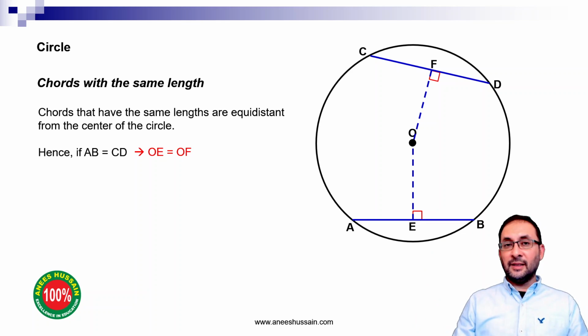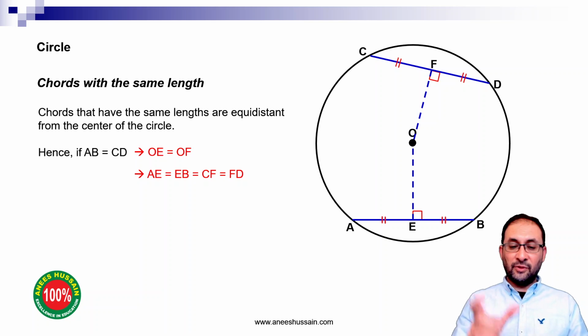Also remember that the perpendicular acts as the bisector of the chord. What that means is that AE should be equal to EB and that CF should be equal to FD. So therefore AE, EB, CF and FD should all have the same length.